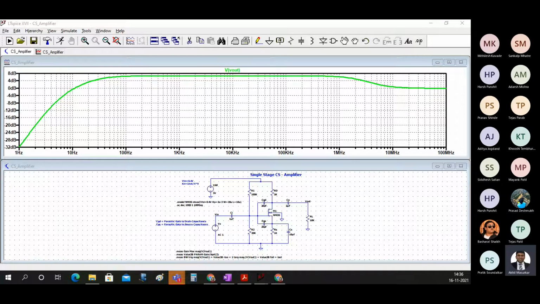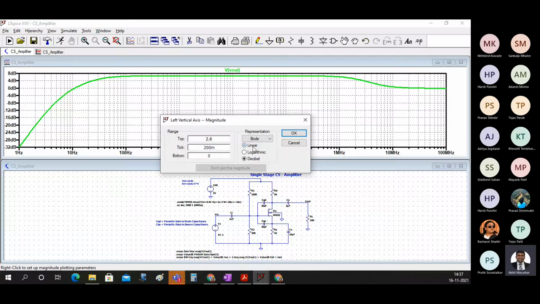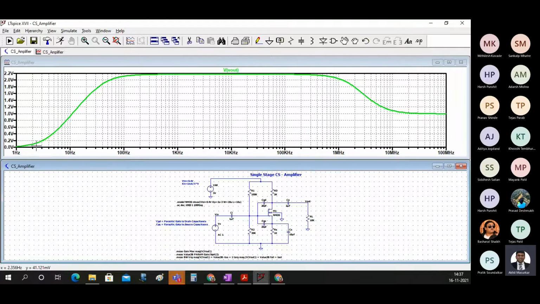Good. Now I want all of you, Adarsh, Aditya, Kushi, I want to see your outputs now. Here, all of you will now right click on this leftmost scale and say linear and OK. Say linear and OK. And now show me this circuit with a linear scale.